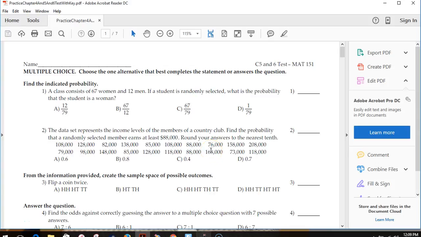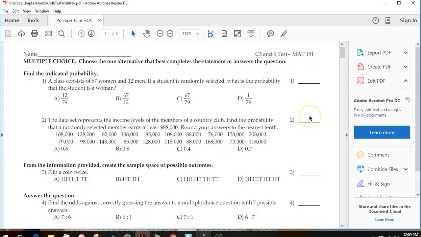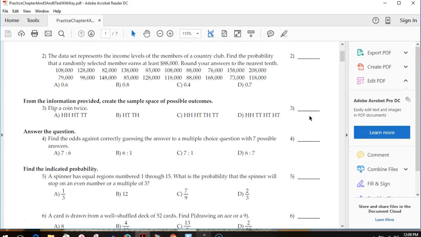Hello, this is going to be your Chapter 4, 5, and 6 test review. I can see two issues on the copy that I'm going to be using for this video. One, it says Chapter 5 and 6 test and not 4, 5, and 6. It also says Math 151 instead of 152. That's what the course used to be. And number 4 should not be in there.